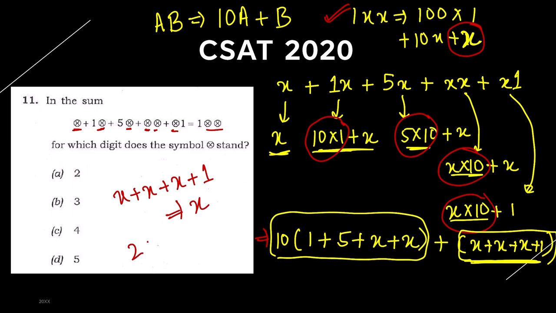Now, if I do 2 plus 2 plus 2 plus 1, this is giving me 7. Then 7 is not equal to 2. So the 2 could not be the answer. 3 plus 3 plus 3 plus 1 will give me 10. The last digit of 10 is 0. 0 is not equal to 3, so that is also not an answer, right?